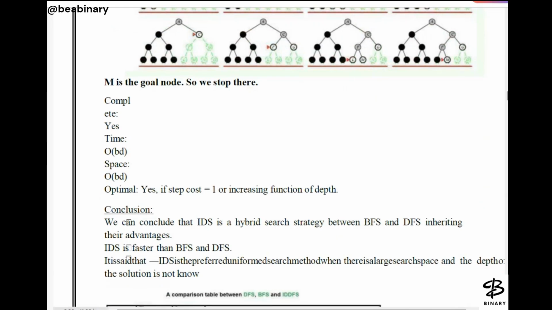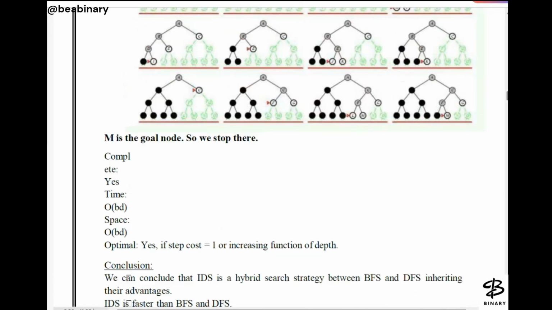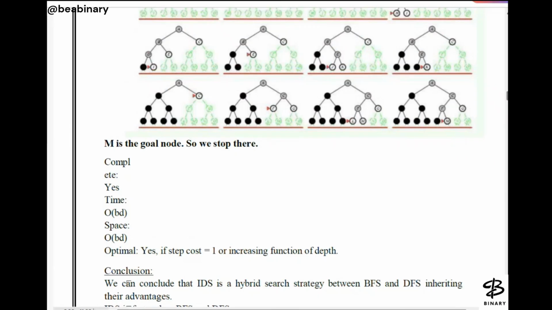And in this graph, the goal node is M. So when M is found, the algorithm will be terminated, when the goal node is found.